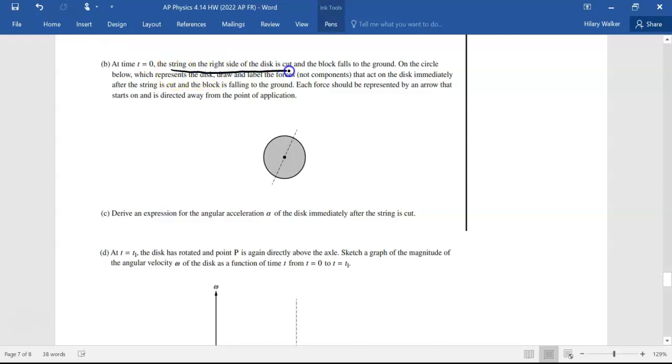So the string on the right hand side of the disc is cut and the block falls to the ground. So now we need to draw a free body diagram for the disc. So again, first thing, just knowing this, force of gravity is going to act on the disk, and that is just going to originate from the center point of the disk. So that is just going to be Fg.